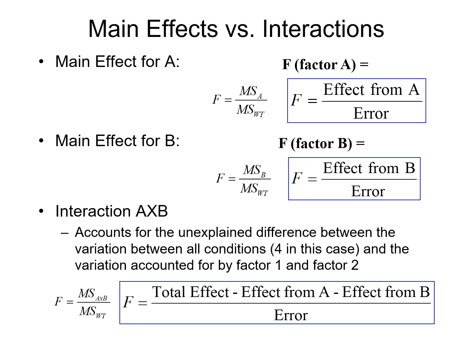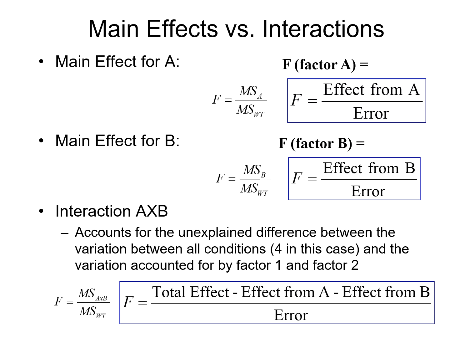So, main effects versus interactions. The main effect for A is basically just looking at the effect from A divided by total error. When we're looking at the main effect of B, we're looking at the effect of just B divided by total error. When we're looking at the interaction, we're accounting for unexplained differences between the variations between all conditions, in this case a 2 by 2 design, which is 4, and the variations accounted for by factor 1 and factor 2. In other words, it's a little more complex.